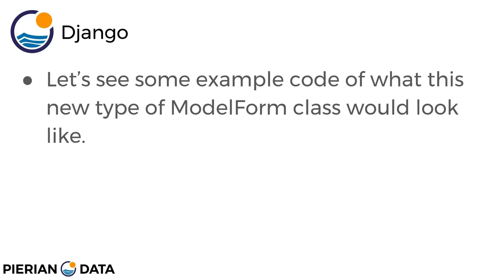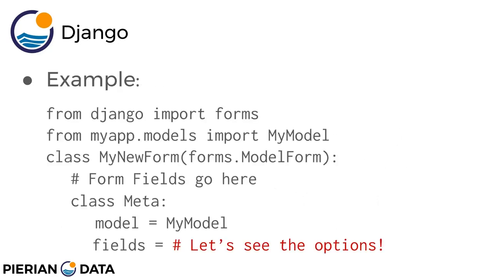Let's see some example code of what this new type of model form class would look like. All right, so this is the most generic code example that you would find inside an application's forms.py file. The very first thing you need to do is the actual imports. Just like before, we'll say from django import forms, except this time we're going to be using forms.ModelForm instead of just forms.Form. And then we also need to actually import our model from the models.py file inside our application.